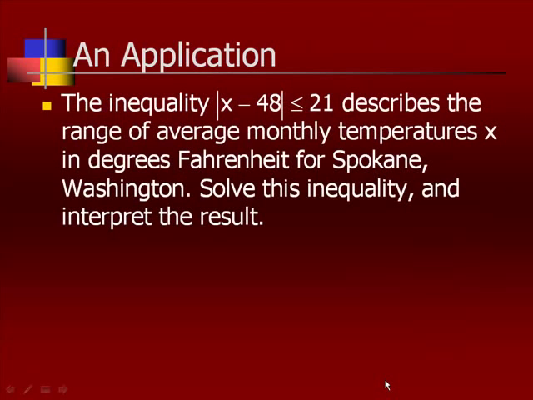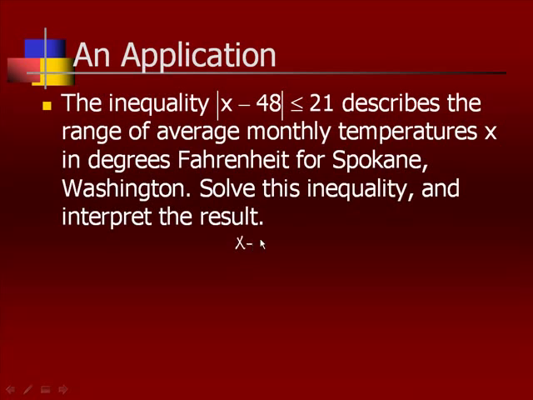Now, an application. The inequality, the absolute value of x minus 48 is less than or equal to 21, describes the range of average monthly temperatures x in degrees Fahrenheit for Spokane, Washington. Solve this inequality and interpret the result.